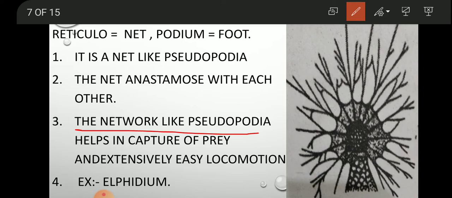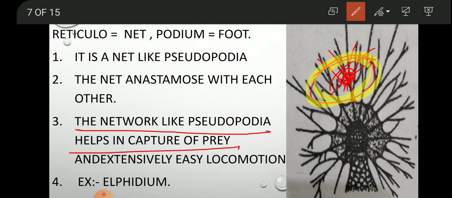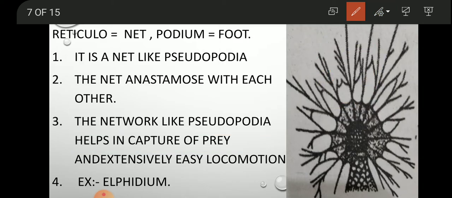The network like pseudopodia helps in capture of prey. Here you see if there is a prey nearby, this pseudopodia forms a net like structure across that and captures the food and captures the prey and releases some enzyme which helps in the digestion. Okay, so an extensively easy locomotion. They have extensively easy locomotion because of this wide net.